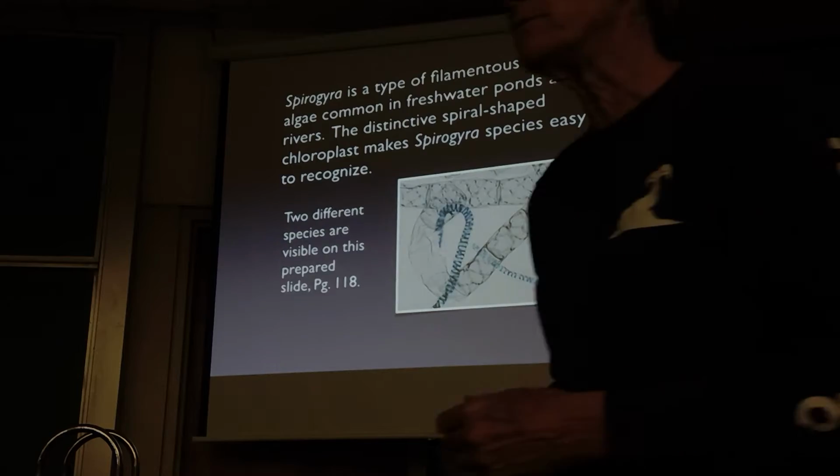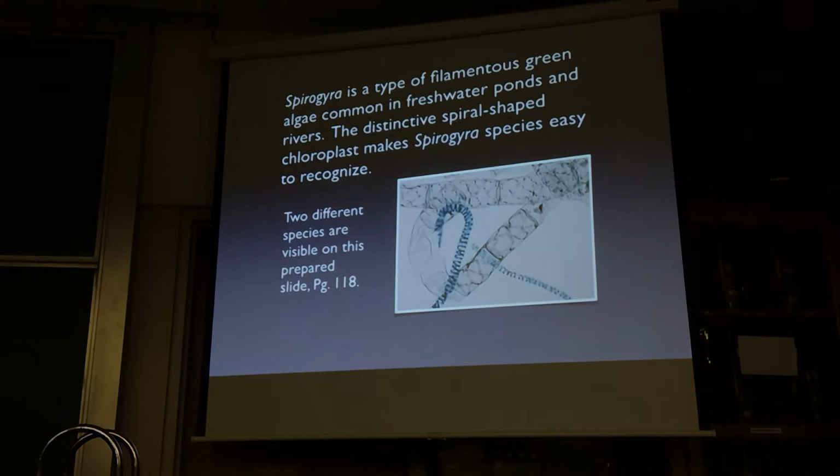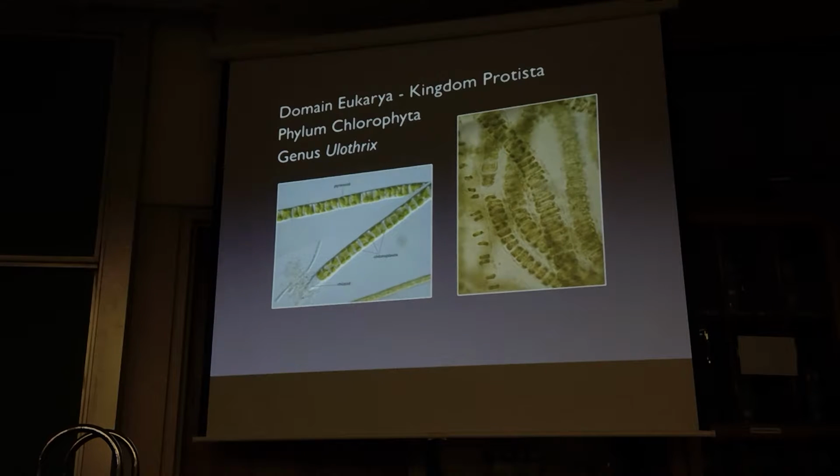They're just different species. So most of these, we don't know what the species is, and like I said, sometimes there's more than one. The next example is Eulothrix, still in the domain Eukarya, kingdom Protista, phylum Chlorophyta. The characteristic of Eulothrix that gives you the name has to do with the shape of the chloroplast. Think of a U shape.